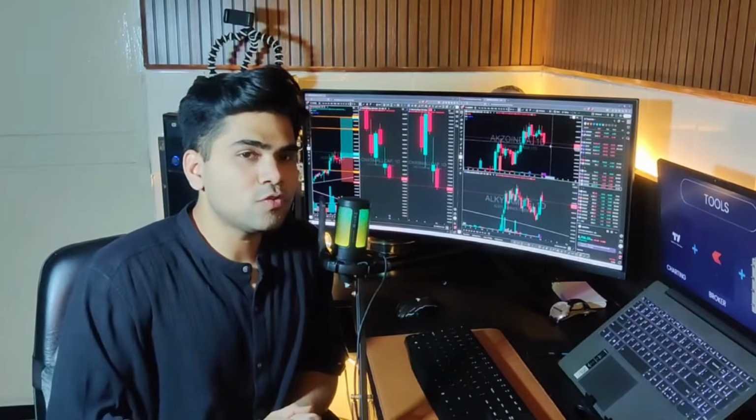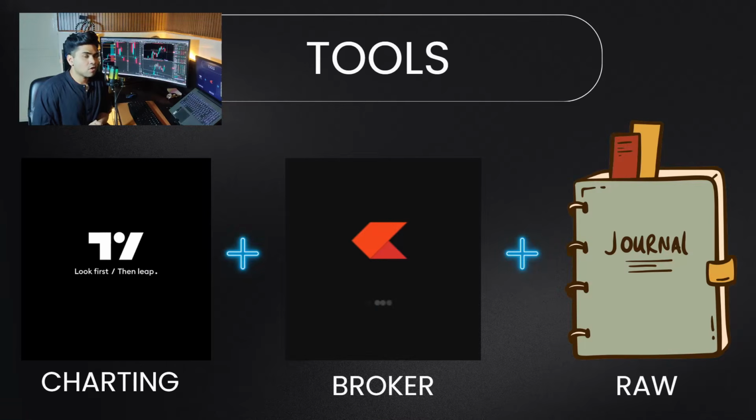Let's talk about tools, which tools you will be using first of all, and then we will go into the charting. The charting is done on the TradingView platform. I will show you guys how to approach the TradingView platform.